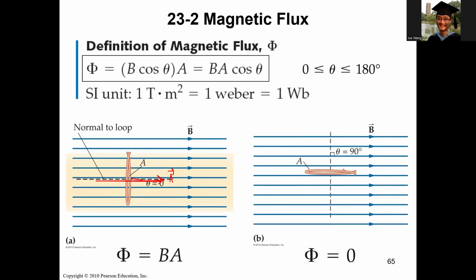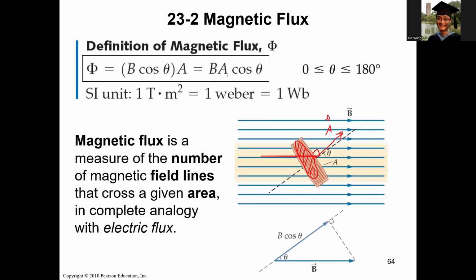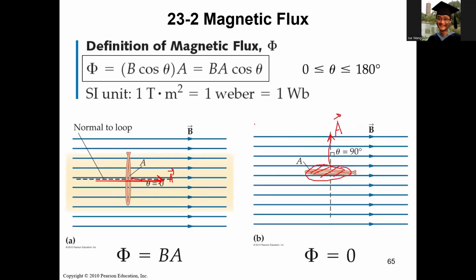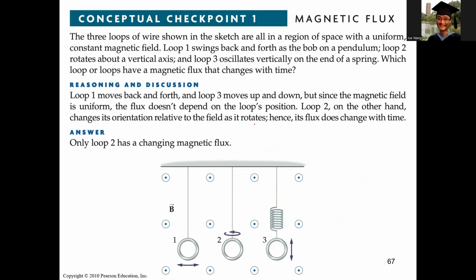On the other hand, if our area is parallel to the magnetic field, then our area vector is going to be perpendicular to the magnetic field. So in this case, there are no magnetic field lines going through the area, so magnetic flux is 0. In the general case, we have BA cosine theta, where theta is the angle between the magnetic field and area vectors.